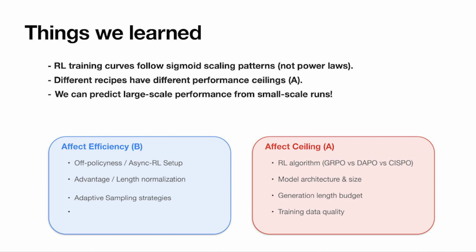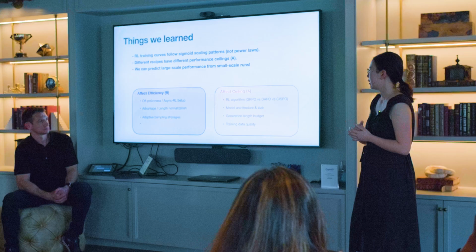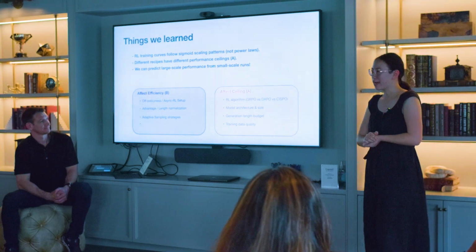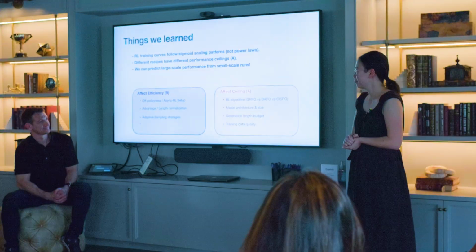We also talked a lot about different trade-offs like off-policiness, adaptive sampling, and different RL algorithms. They also affect scaling in different ways, some affecting the efficiency, some affecting the ceiling. So I hope you gain some insights for your next RL training runs.